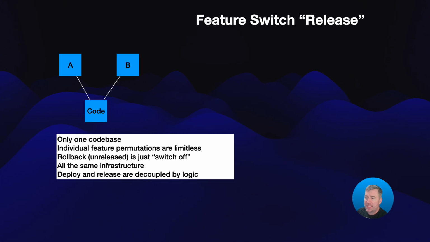The important detail, I think, though, is, for whatever reason I put it last, well, the second most important: the deploy and the release are decoupled by logic, typically, not by infrastructure or routing or something like that, like they are in the blue-green deploy.